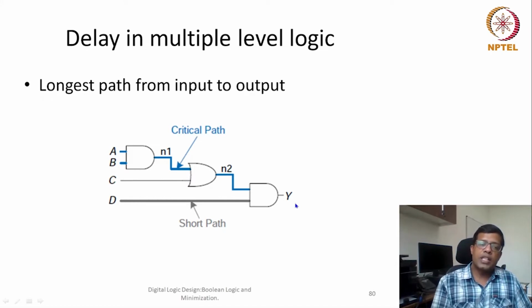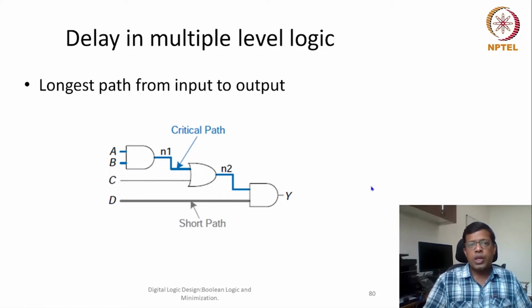And again, as I said before, if we have different paths, some paths are short paths, some paths are much larger in delay. That would also mean that in this Y output there would be more number of glitches. This Y would keep on transitioning from 0 to 1, 1 to 0 before it gets stabilized to the final output.